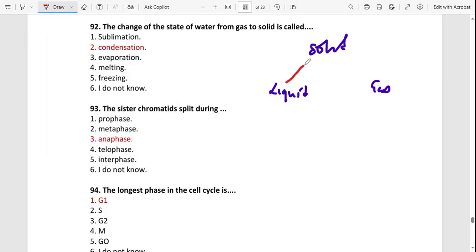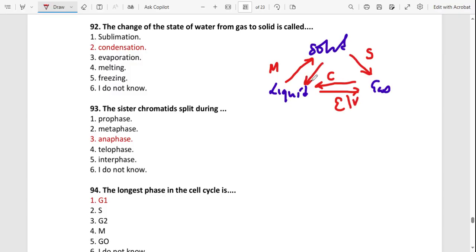So liquid to solid, what do you call that? Melting. Solid to gas, what do we call that? Sublimation. And then liquid to gas, that's evaporation. Gas to liquid, that's to condense, condensation. Evaporation is also known as vaporization.